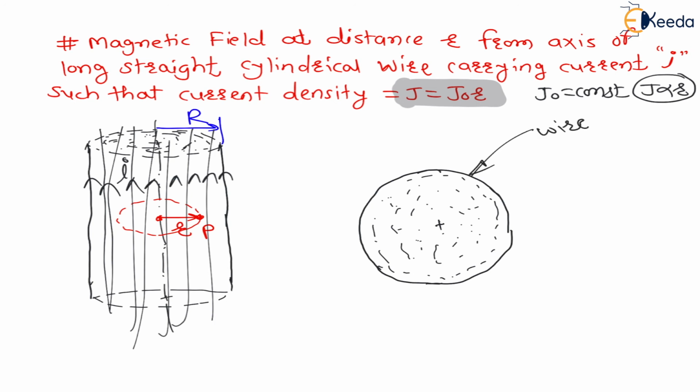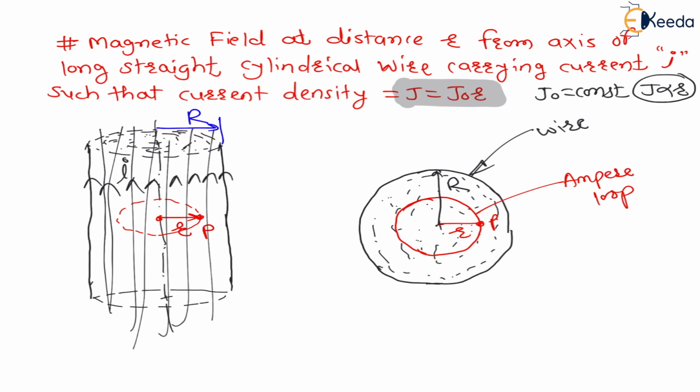Now let us form one Amperes loop at point P. This is our Amperes loop at point P, and this point P is at radius r, and wire radius is capital R. I hope you are understanding, right? Now through this loop also current is flowing, but with variable current density. Current density is variable, not constant.